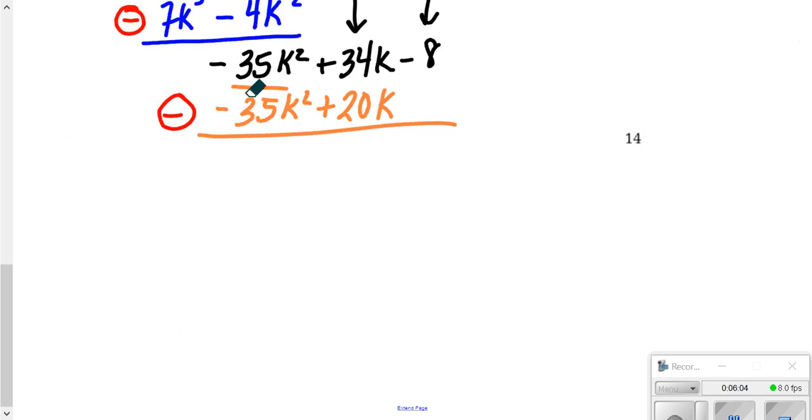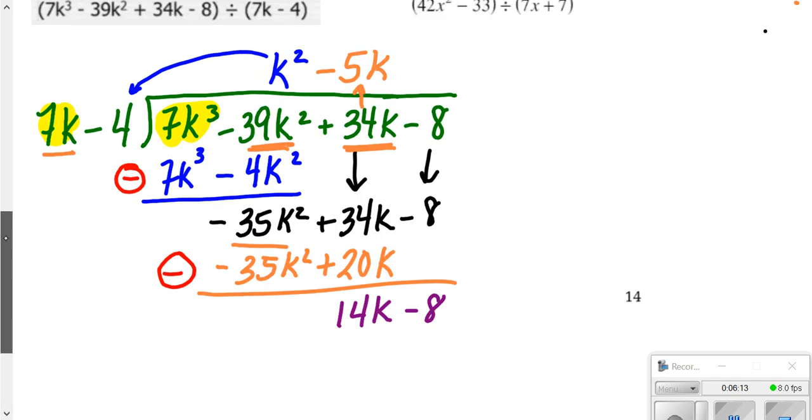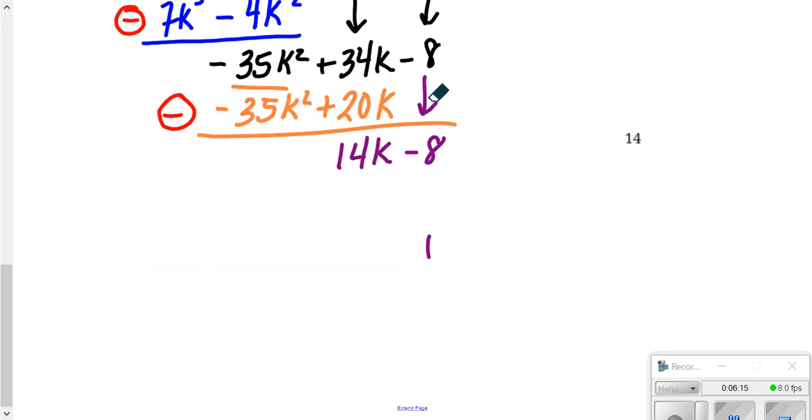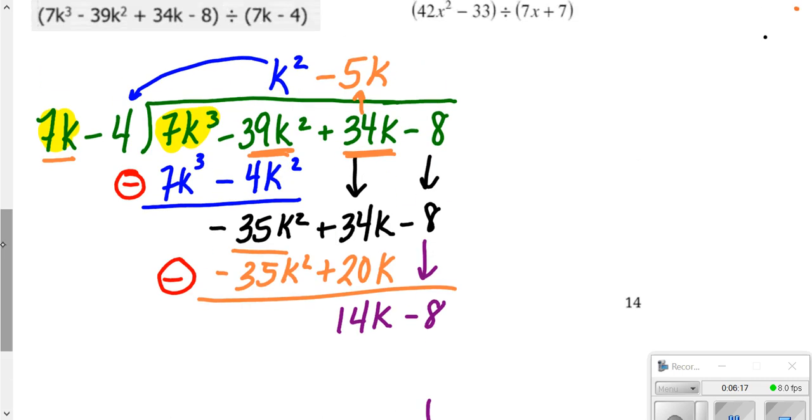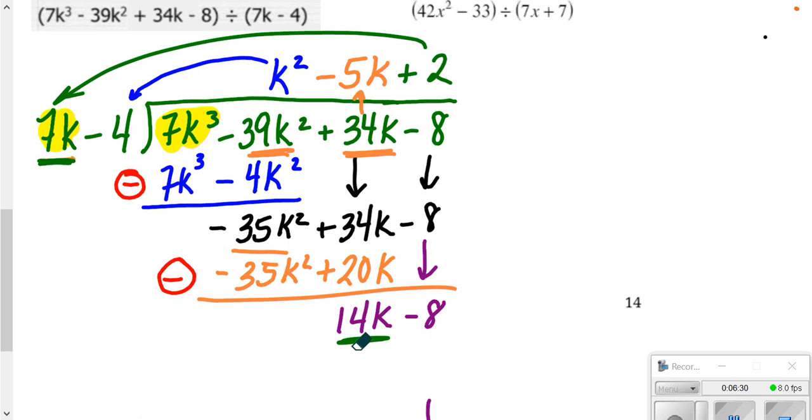Okay, so these guys go away. And then here, I'm going to have 34 minus 20. And I'm now down to that last term, which is good, right? We're going to finish it up pretty quick. All right, now I want to ask myself, what do I multiply by 7K to get 14K? The answer to that is 2. Then I multiply the 2 out to this divisor. So that's 14K minus 8, and I got 0.